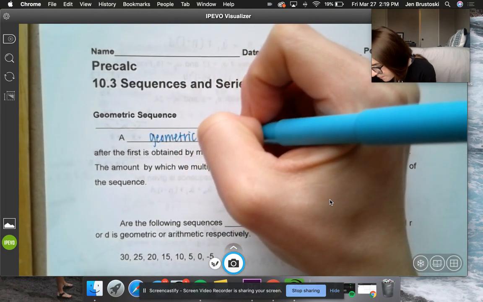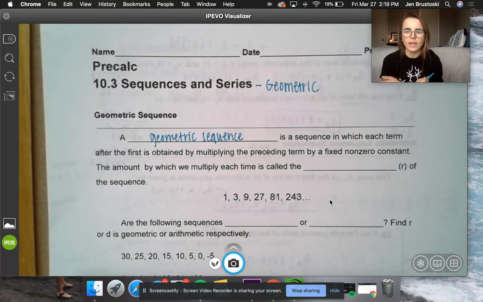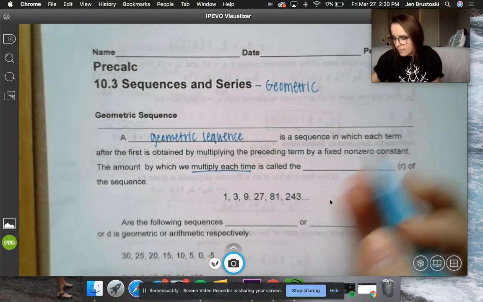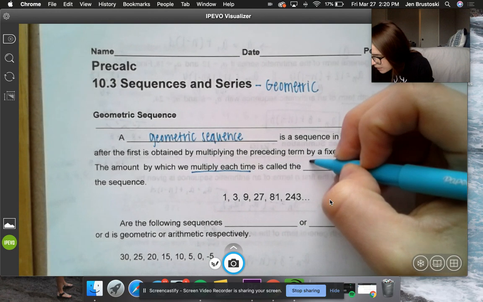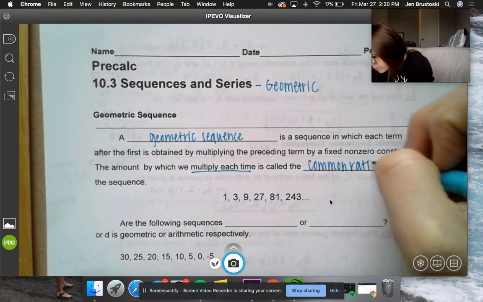Okay, so a geometric sequence is a sequence in which each term after the first is obtained by multiplying the preceding term by a fixed non-zero constant. So the difference between geometric and arithmetic is that in arithmetic we're adding and subtracting, and with geometric we're multiplying or dividing. But our r term is going to be the amount that we multiply each time, and we call it the common ratio.